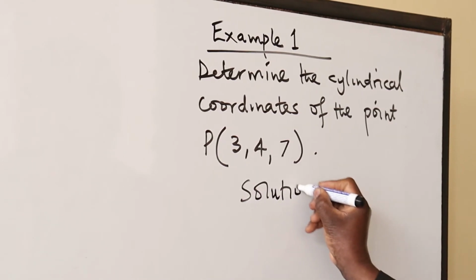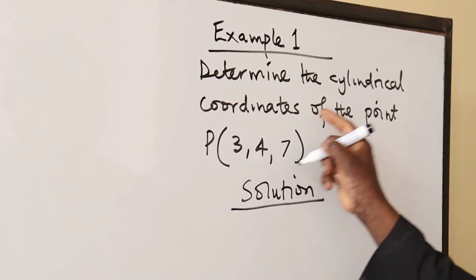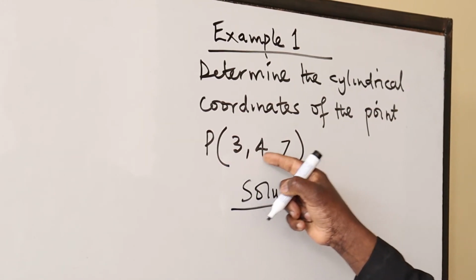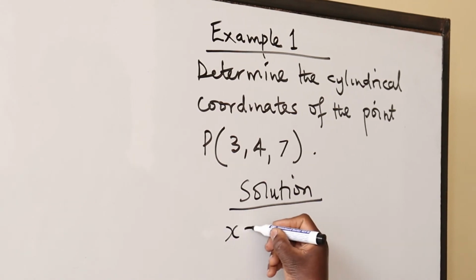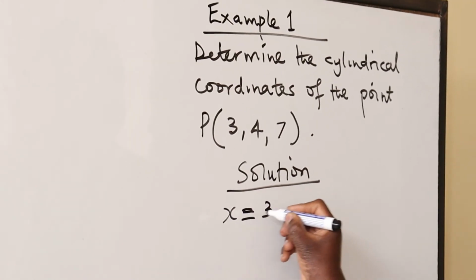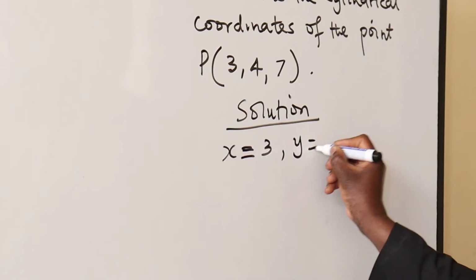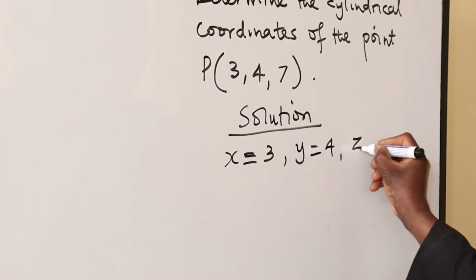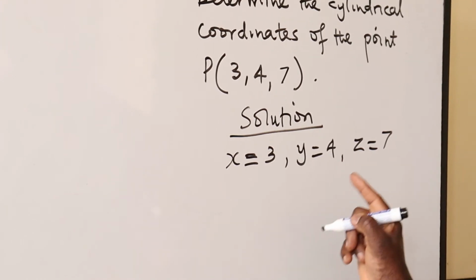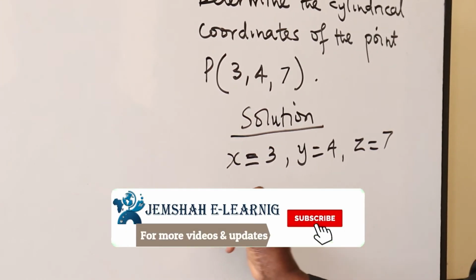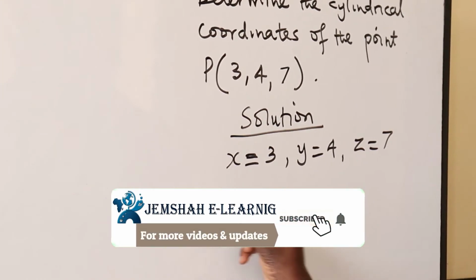Determine the cylindrical coordinates of the point (3, 4, 7). Here x is equal to 3, y is equal to 4, and z is equal to 7.